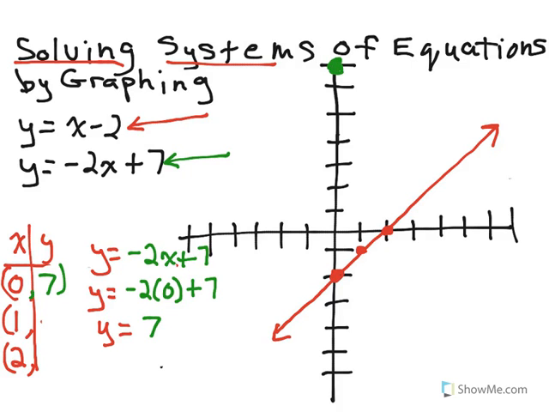Now let's replace x with 1 and solve for y. If x is 1, y equals negative 2 times 1 plus 7. Negative 2 times 1 is negative 2, plus 7 is 5. There is another set of coordinates we can plot. x is 1, y is 5.